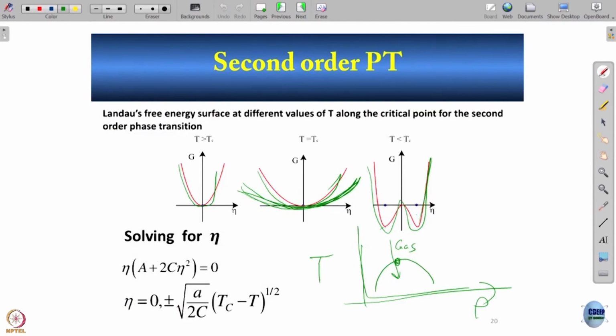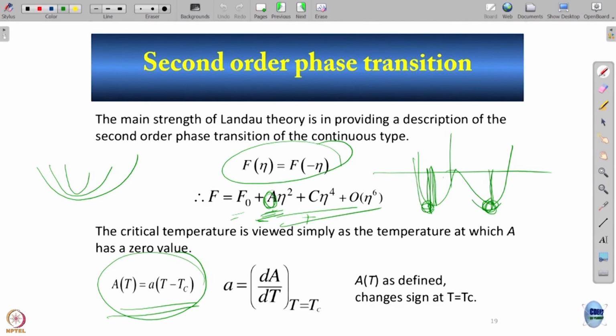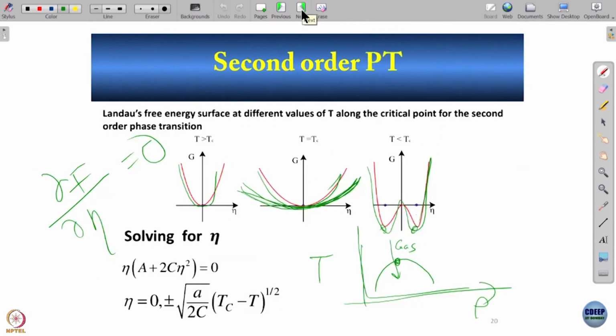If these are two minima, then that satisfies the minima condition, that means the derivative df d eta has to be 0. Then I do this term, this quantity, and this a, I put a equal to T minus Tc, and I take the derivative, and I get this. And eta equal to 0 is the maximum, which is the trivial solution, but then I get two values, one for this one and this one, equal plus and minus.